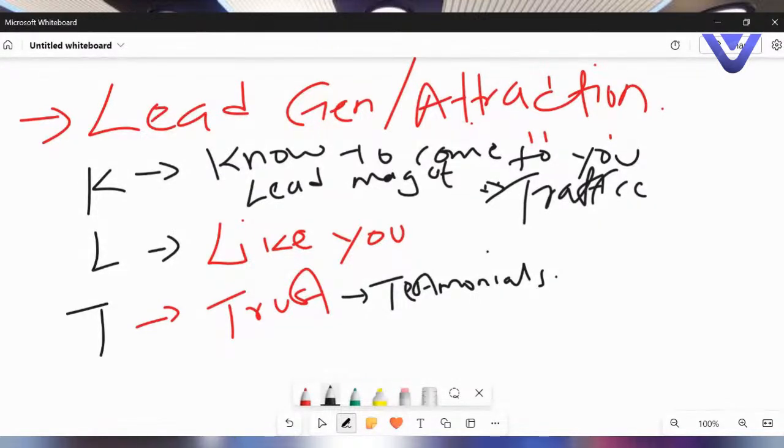So the first thing you need to do is get new people to you. You need to attract. You need to run Facebook advertisements. You need to use maybe influencer marketing, whatever you're going to use to get people to know you, get people to like you, get people to trust you so that they can cash flow you.